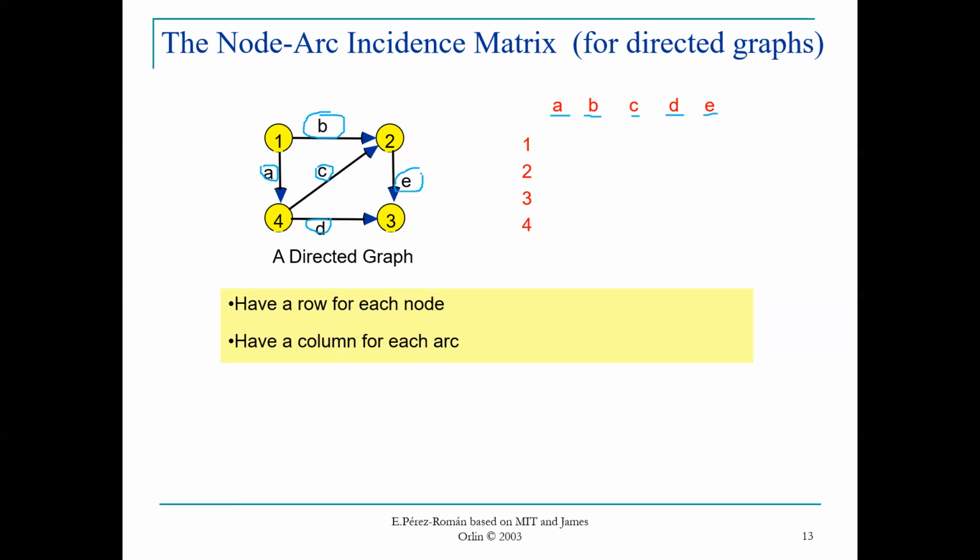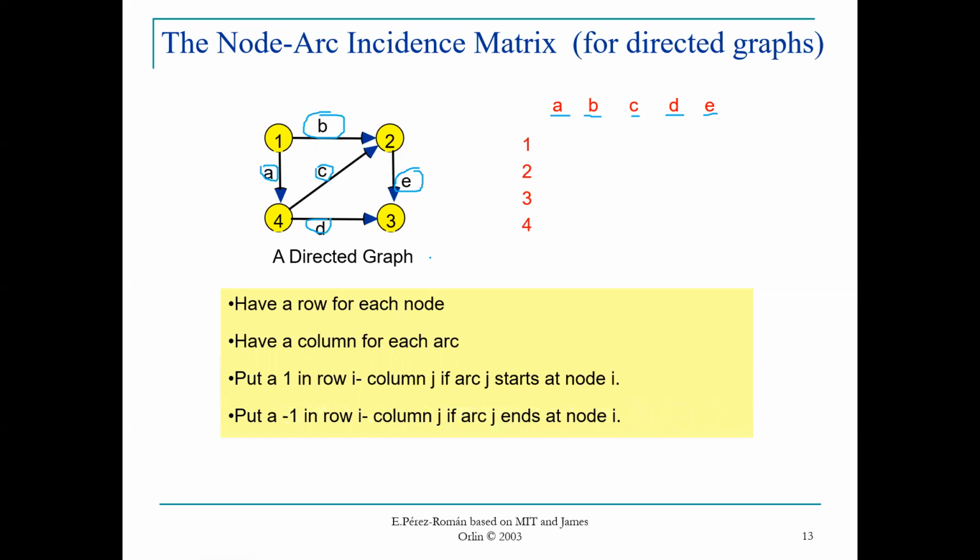So in the previous 2 representations, we were not using the name of the arcs. In this one, we are. So we put a 1 in row I, column J, if arc J starts at node I. We put a -1 in row I, column J, if arc J ends at node I. So this is how this will look like.